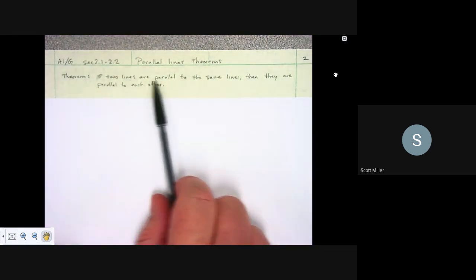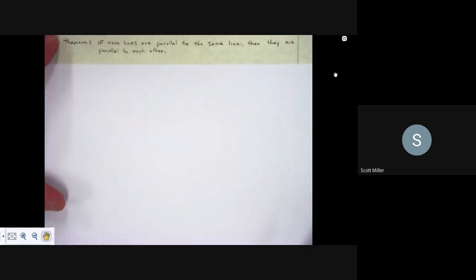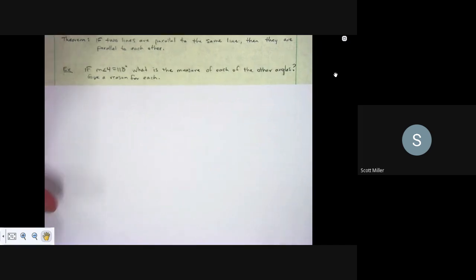Here's another theorem that might help us determine parallel lines. If two lines are parallel to the same line, then they are parallel to each other. Makes sense? Okay. That's just a theorem that you might want to add to your little toolbox. And now I have some examples I want to go over with you guys. All right, I'm going to show you these examples right now.